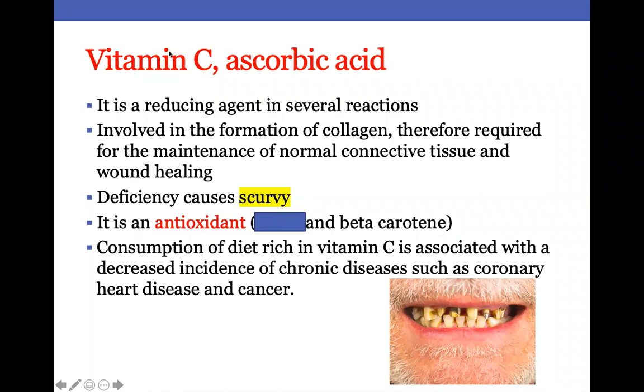And then it's associated with collagen. Vitamin C, C for collagen. If I don't have collagen in my gums, it's going to make me lose my teeth. And that's called scurvy. Oh, and it's an antioxidant. Do you remember what other vitamin I also told you was an antioxidant? E for electron. Yes, common in sailors, old times, yeah. Vitamin E, yes, it's also an antioxidant.